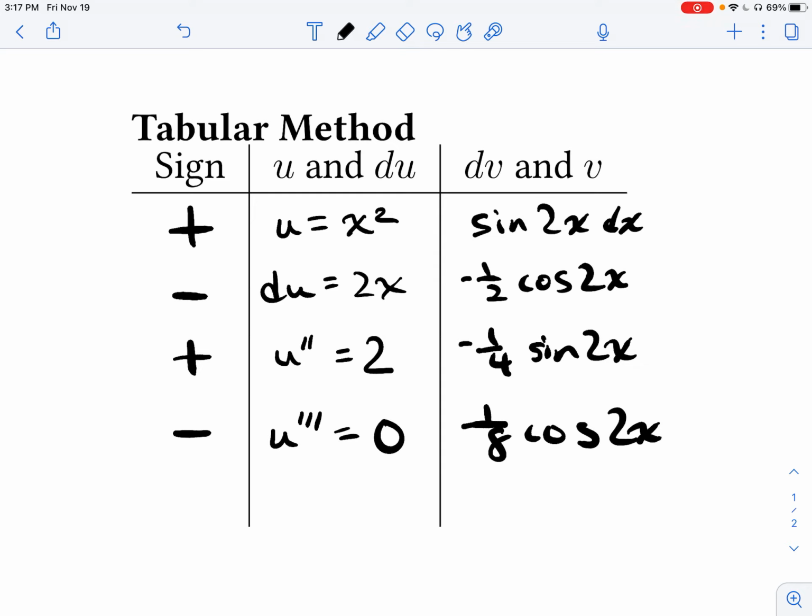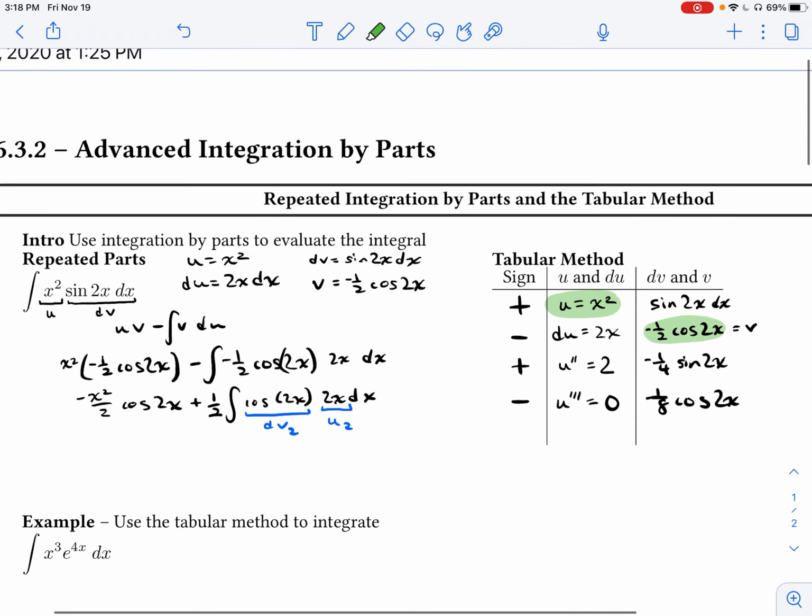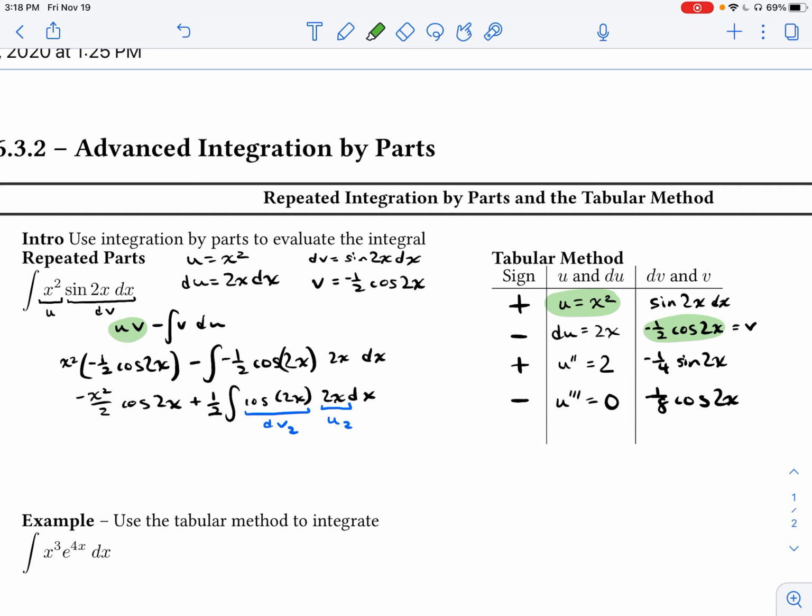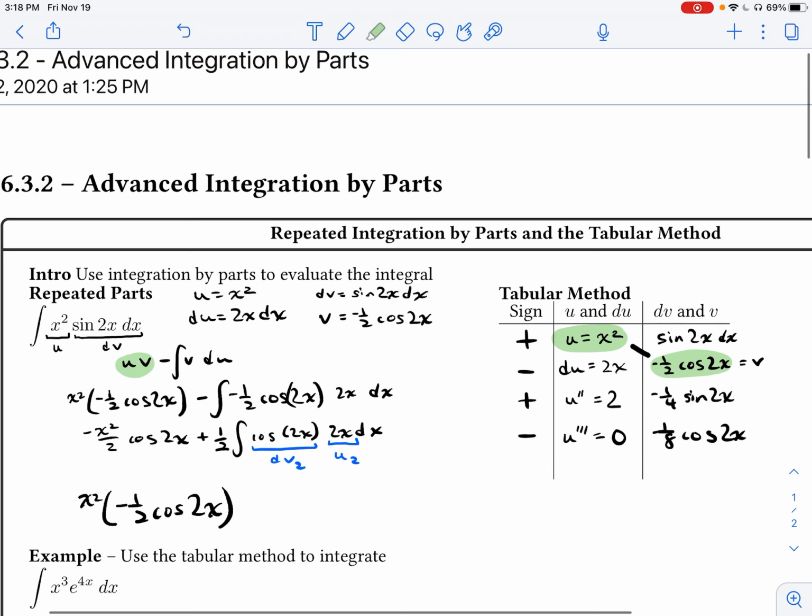So how does this work? Well, we are going to multiply u by v. Remember, this is actually our v here. So we're going to do u times v. Remember, that's the beginning part of our integration by parts, uv. So we're actually going to multiply these two values. Again, that would give us x squared times negative 1/2 cosine of 2x. We've already done this, but I just want to show you how we would get the same integral from doing the tabular method. All right, next.